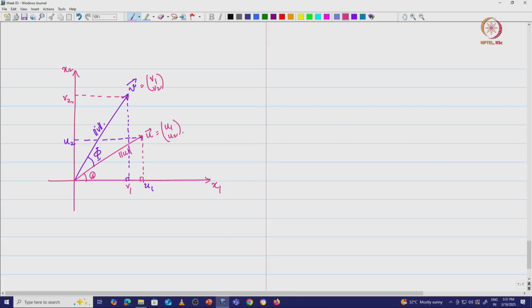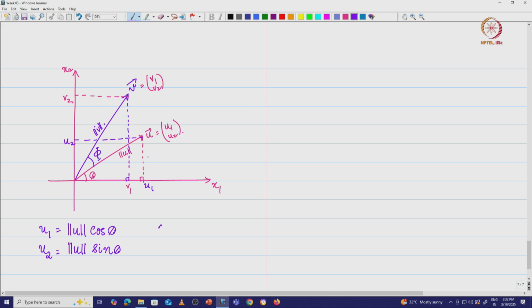Now what are we going to do? Let us get to know what is this point u1. By trigonometric ideas, you know that u1 is going to be the adjacent side by the hypotenuse. Therefore u1 is nothing but the magnitude of u times cos theta. Similarly, u2 is opposite by hypotenuse, therefore u2 is going to be the magnitude of u times sin theta.